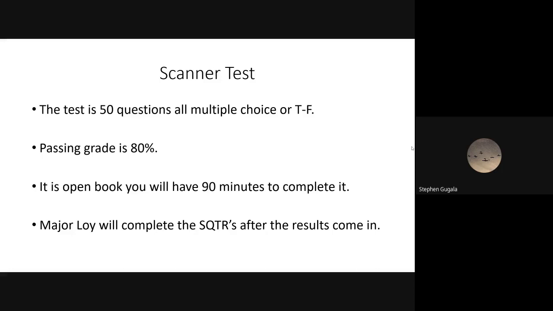If you remember last week, we talked about different signaling techniques and stuff that you're definitely not going to memorize. You're going to want to try and have that information readily available. All of this stuff is in your aircrew reference text, so that's the main book you're going to want to have. But again, an open book test. Some of the stuff we're about to talk about on the sectionals we'll address. And then, as I mentioned at the beginning of the class, Major Loy will complete the squinters after the results of the tests come in.